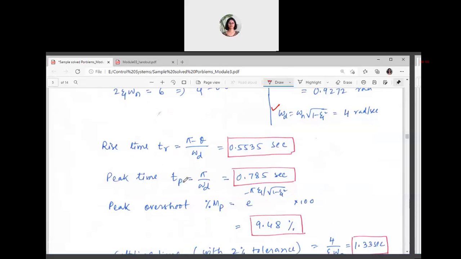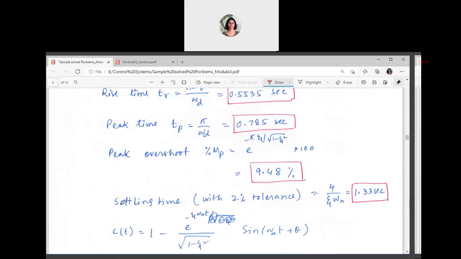Similarly, the expression for TP is pi by omega d. This is just substitution. Then peak overshoot is calculated as percentage MP, which is e to the power minus pi zeta by root over of 1 minus zeta square. So from here we can calculate the percentage overshoot.